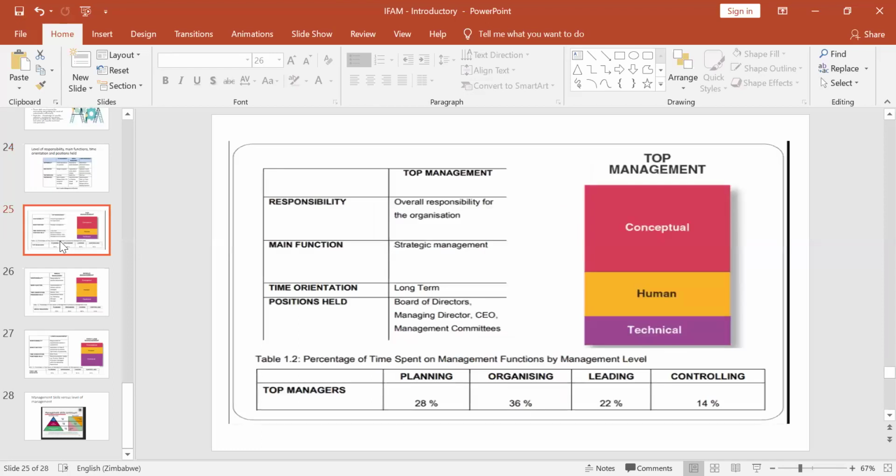Then going back to the skills, I want you to look on the far right of the screen. You see where there are colors there, the pink, is that orange or yellow? It's orange, right? And then the purple. Do you see that?